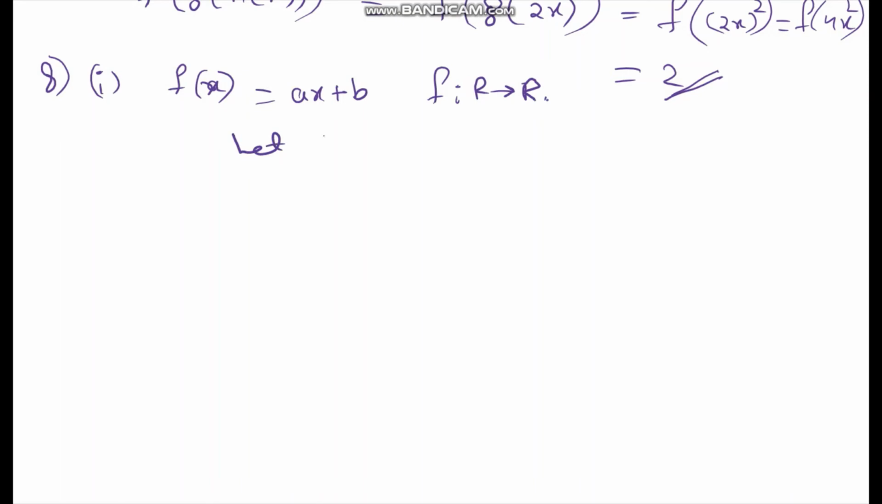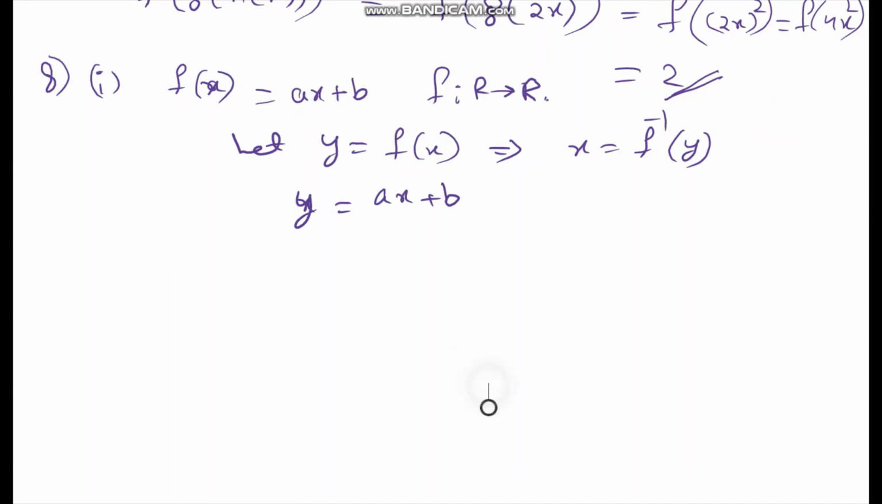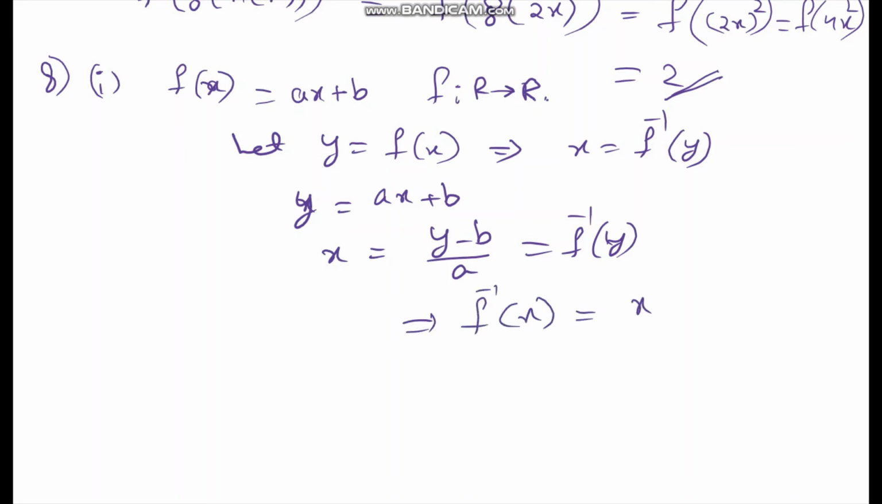Let y equals f of x, that implies x equals f inverse of y. So y will be equal to ax plus b, and from this I can write that x equals y minus b by a, that equals f inverse of y. So f inverse of x will be equal to x minus b by a.